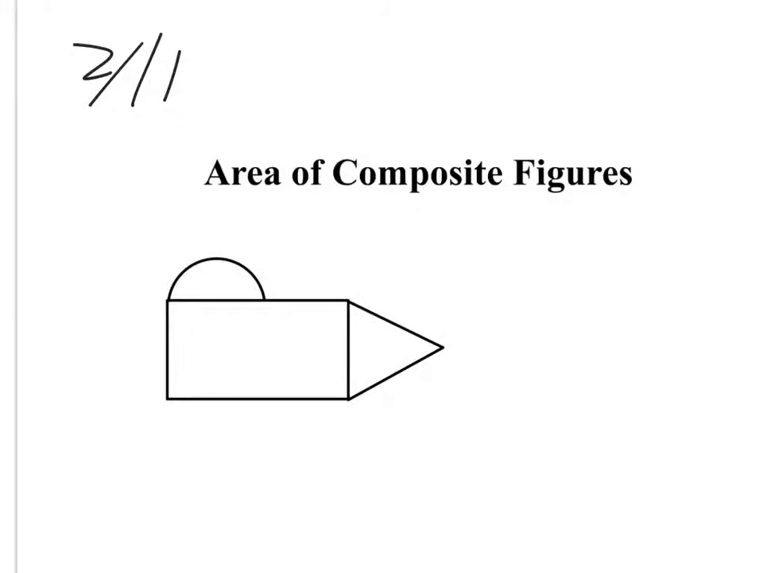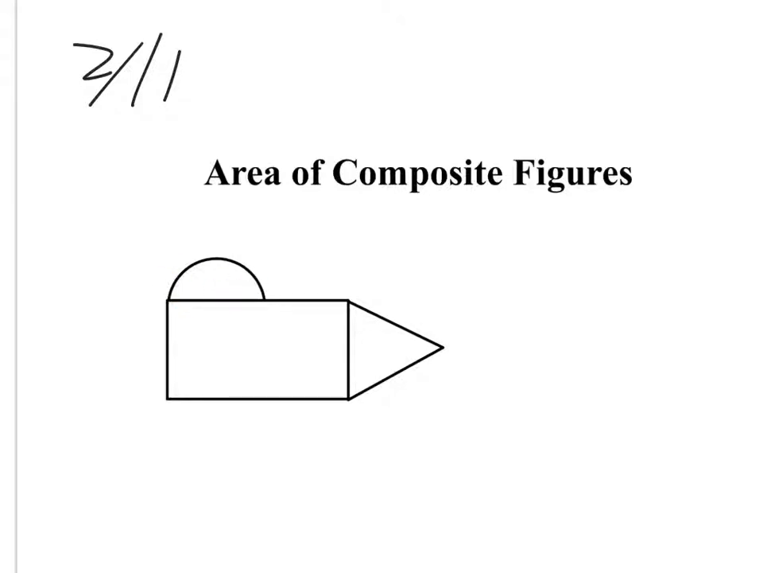Today we're doing area of composite figures. Composite figures are just figures that have more than one shape inside them. Okay. Here you can see you have a rectangle. You also have a triangle. And you also have a half circle.